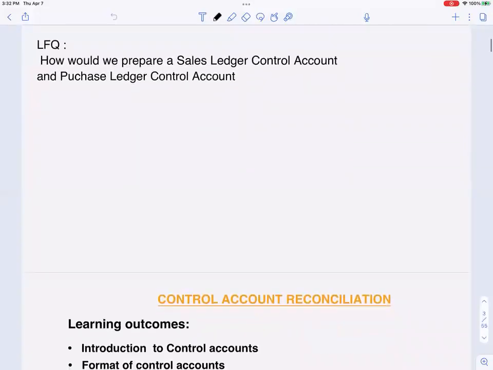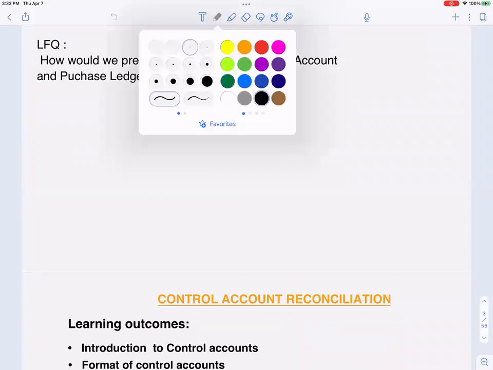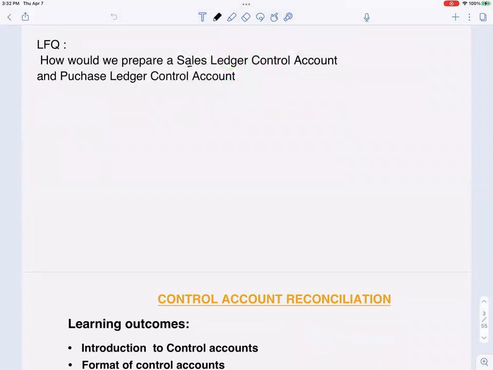Okay, come on, tell me, how will you prepare a sales ledger control account and purchase ledger control account? In the sales ledger control account, my sales and balance will be on the debit side, the rest all will be on the credit side. Okay, what else will be on the debit side? Dishonored cheque, interest, and refund. Okay, and in the purchase ledger control account?